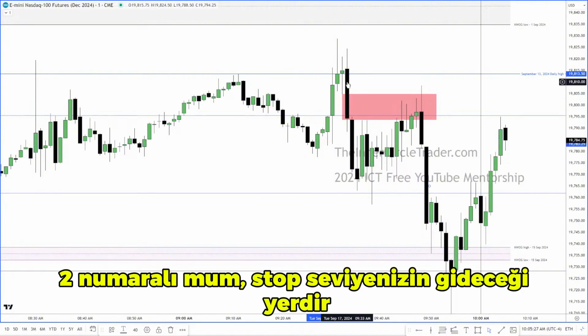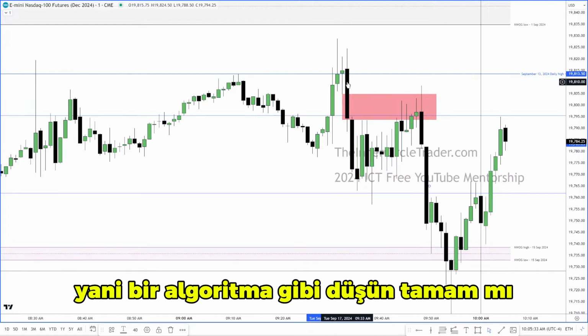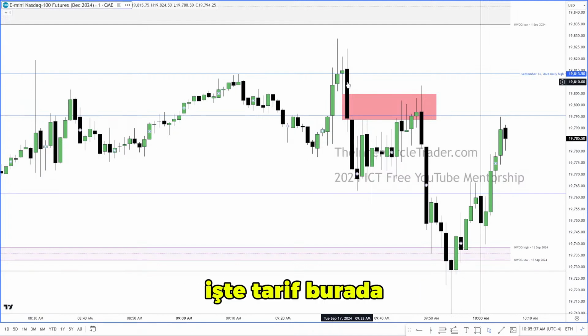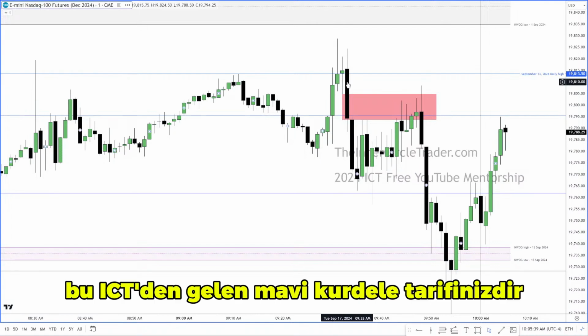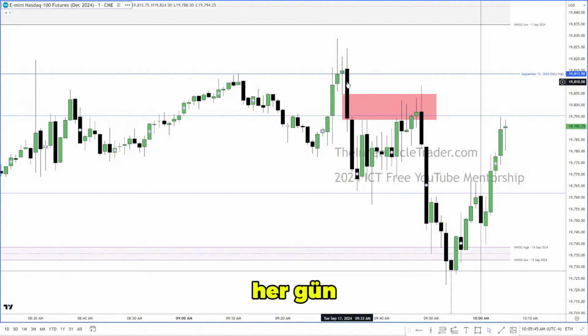Candle number 2 is where your stop is going to go, whether you're going long or short. So think like an algorithm, okay? An algorithm is just a recipe. So here's the recipe. This is your blue ribbon recipe from ICT, where all you have to do is follow this logic every single day.